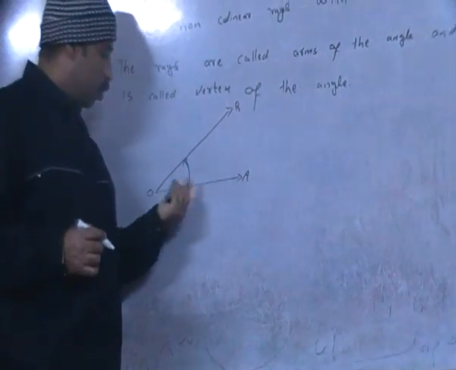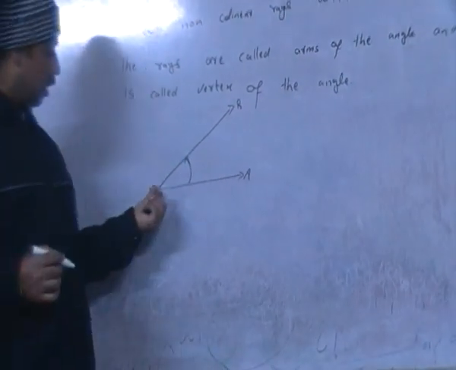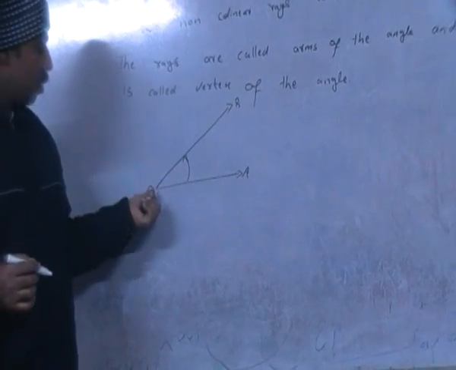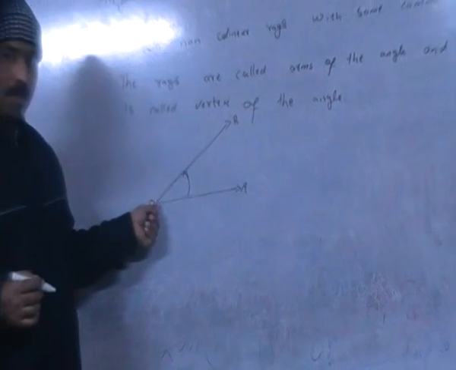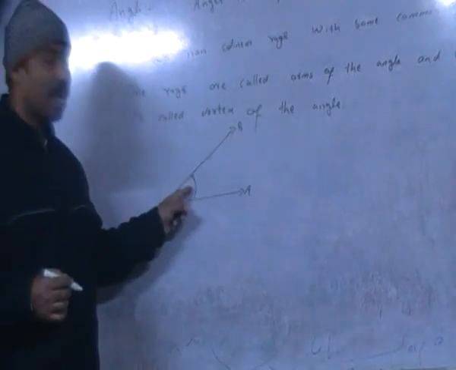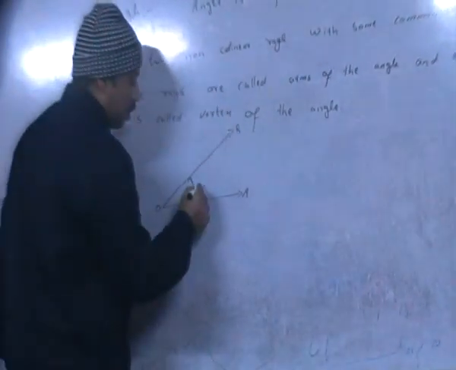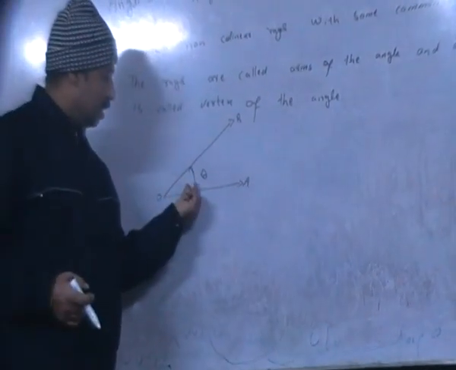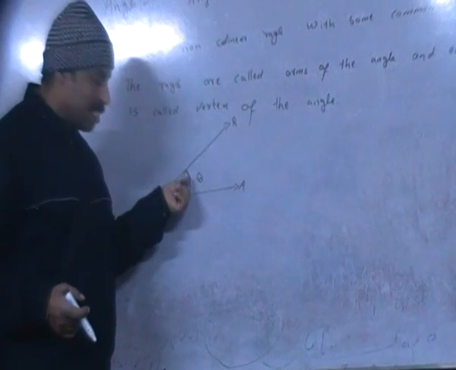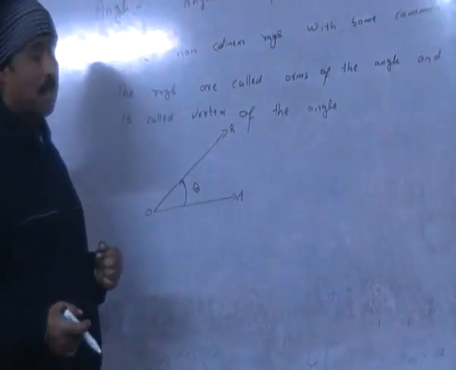The union of two non-collinear rays with some common endpoint. The endpoint is called the vertex of the angle. It is an angle. Theta is an angle, and it is along the anti-clockwise direction. It is called an angle.